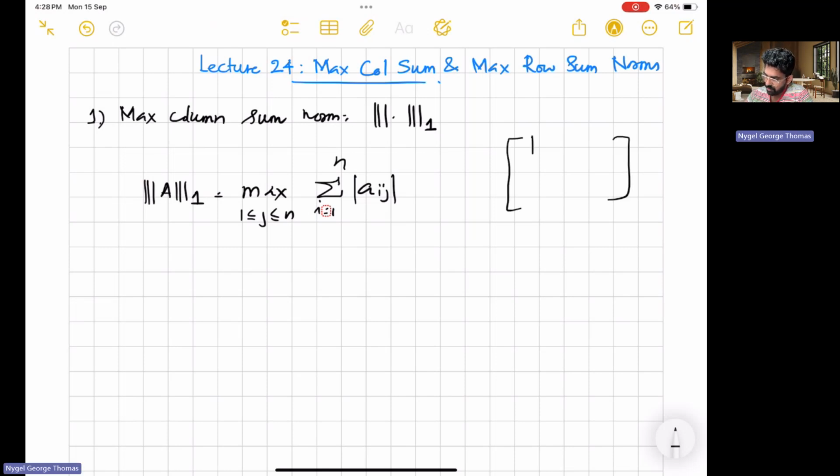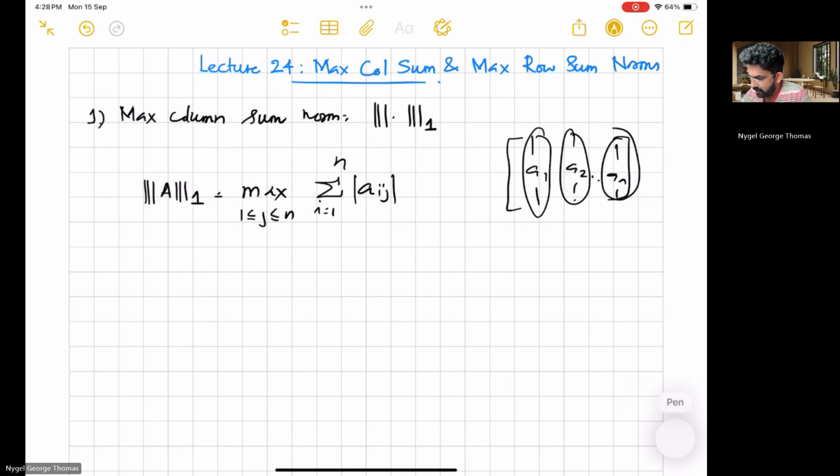So what does this mean? We have a1, a2, etc., an. These many columns. For each column, we find the L1 norm. Each column is actually a vector. We find the L1 norm of a1, a2, etc., an. Then what we do is we find the max of all these L1 norms. That is the value of the maximum column sum.